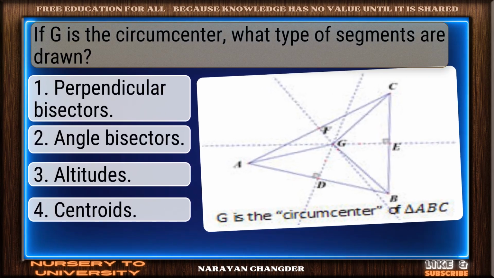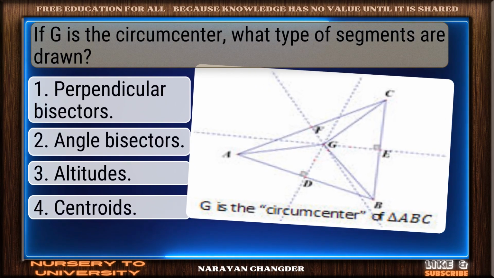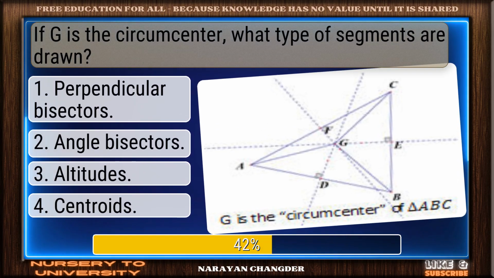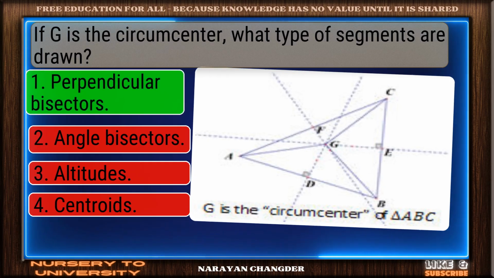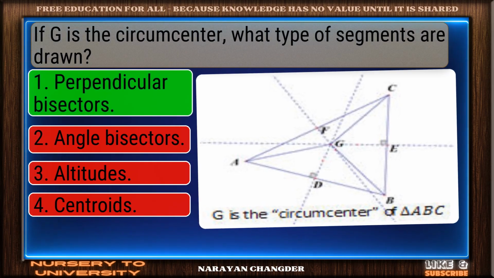Question number 8. If G is the circumcenter, what type of segments are drawn? Good thinking. Perpendicular bisectors is the right answer.